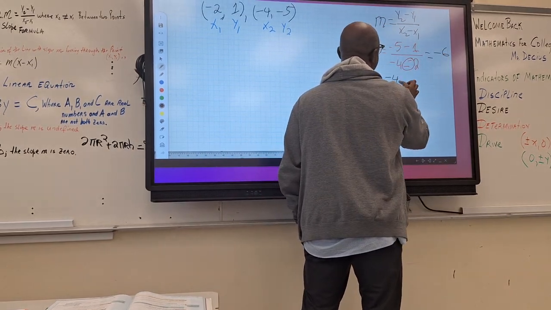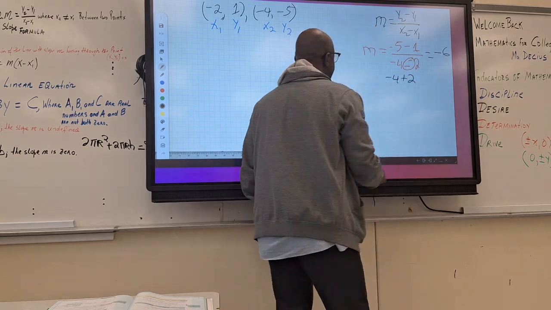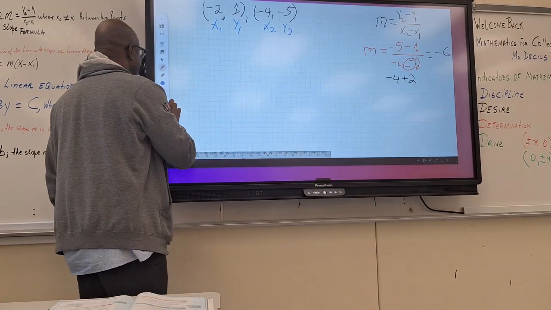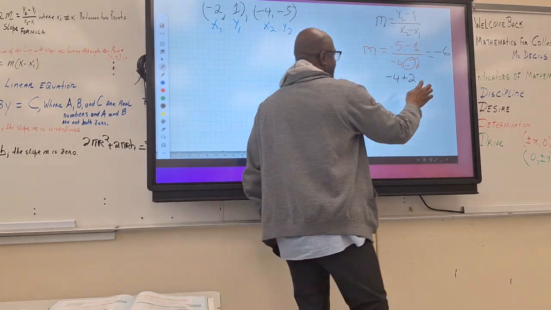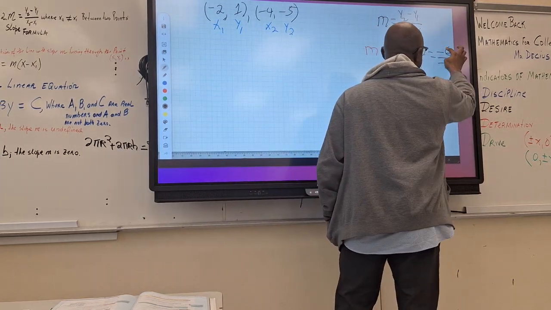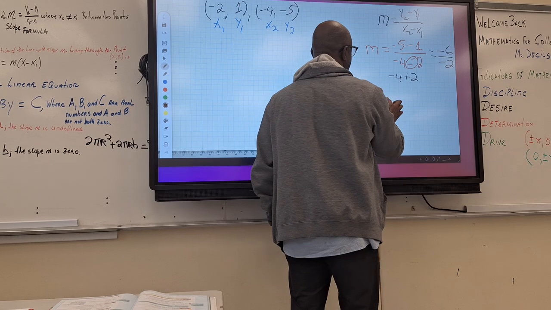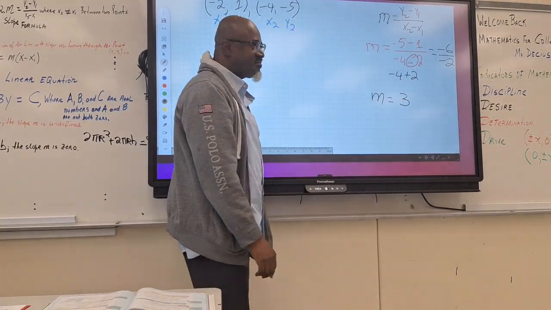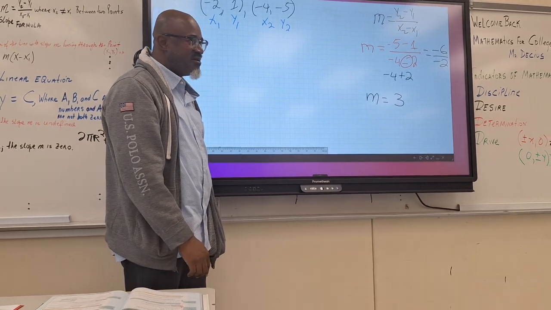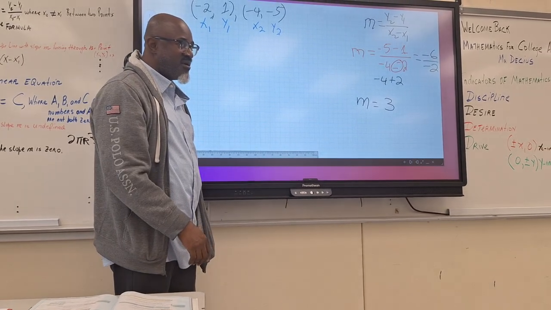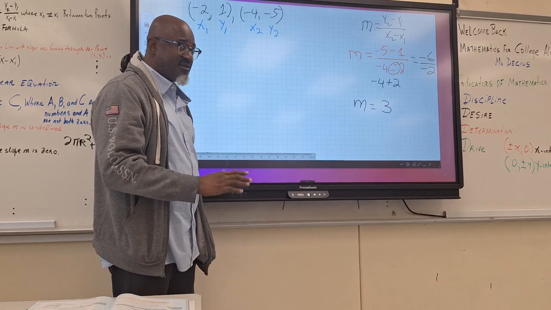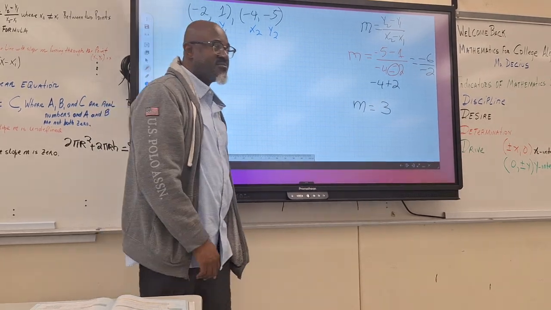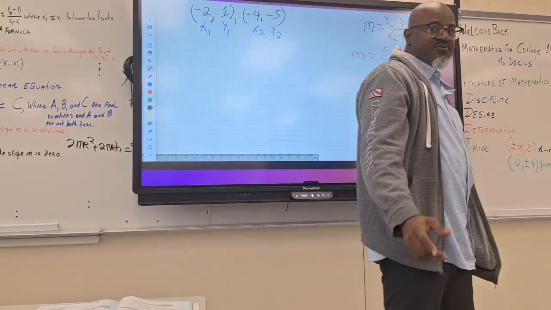This will be -4 + 2. What is -4 + 2? -2. Now I have -6/-2. What is my slope? 3. What does it ask you to do? Just find the slope. Yeah. That's easy. Then you're done. Right?